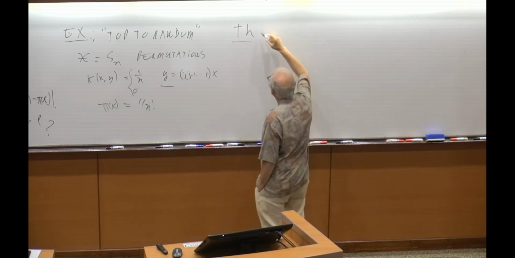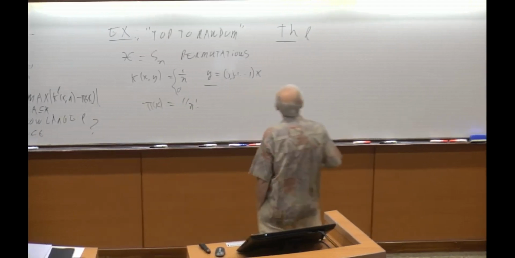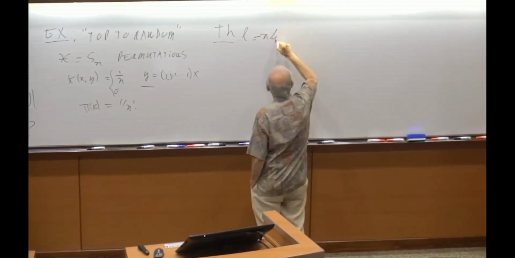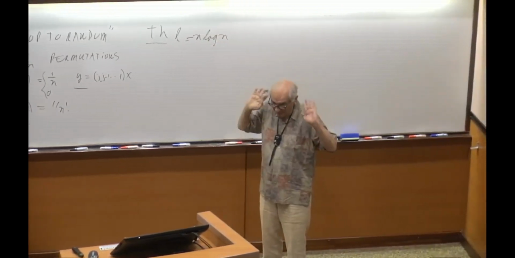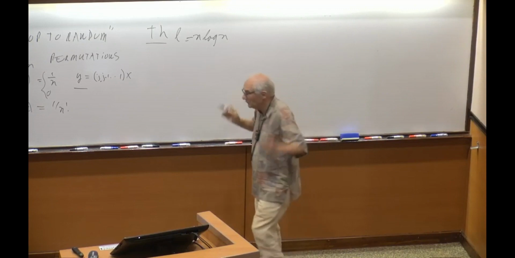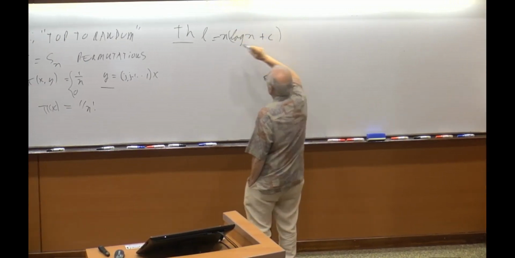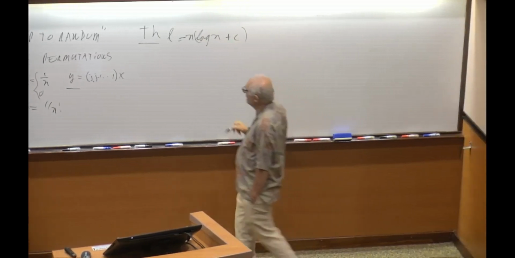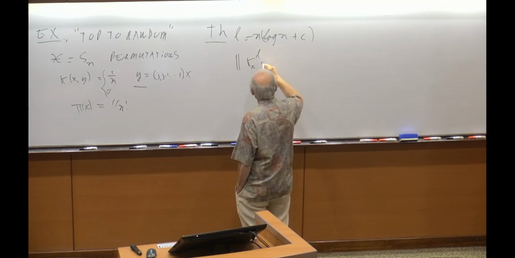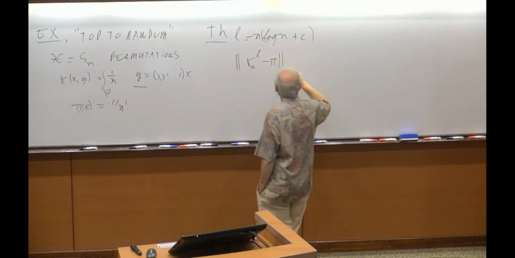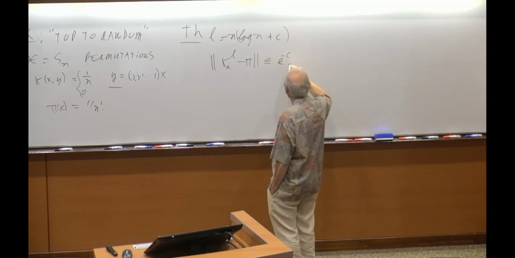And the way a theorem looks in this subject, the typical answer is: if L is equal to n log n plus c, and whenever I write log, it's base e, the log means log base e, okay? So if you go n log n plus c steps, then the distance from stationarity, starting from any x, after L steps is less than or equal to e to the minus c.